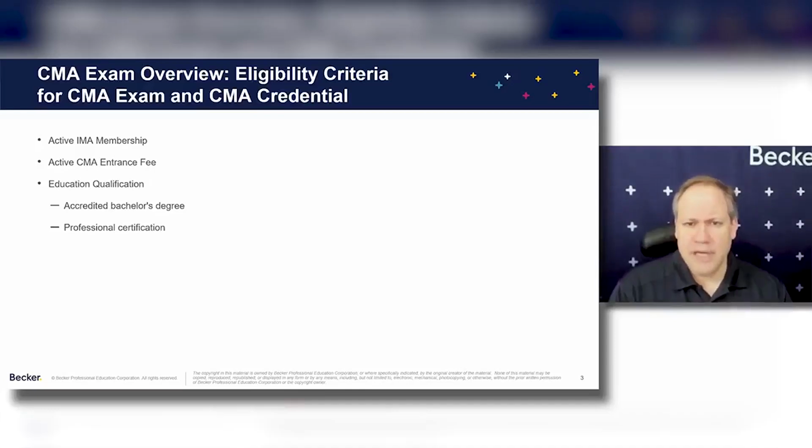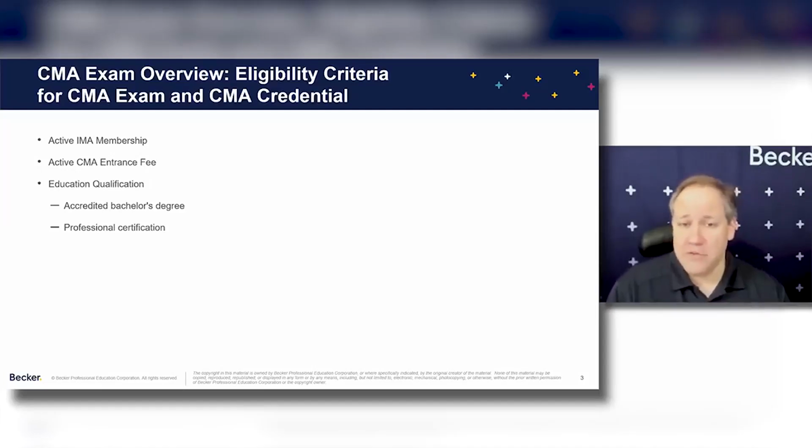But let's start by talking about how do I even become a candidate for the exam? Well, you have to meet 3 specific qualifications. First, you have to be a member. You have to be an active member of the Institute of Management Accountants. Second, you have to have paid the CMA entrance fee, basically an overall fee that declares your candidacy.